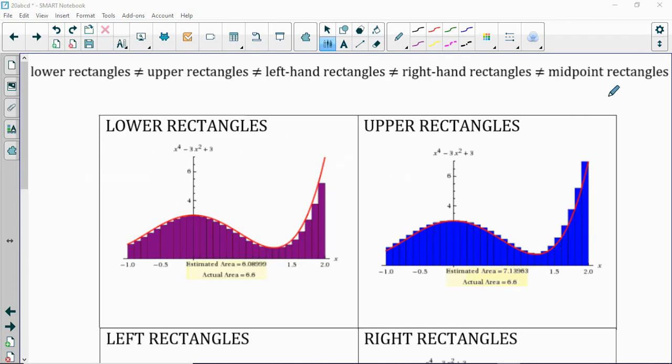Now, before we go on, I just want to make a note that there are lots of other ways that we could calculate the rectangles, and the AP does it differently than the IB, of course. The IB is going to use lower rectangles and upper rectangles.